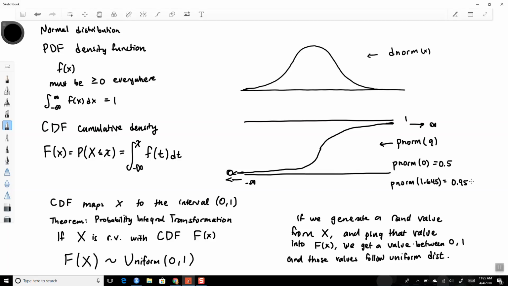95, right? 0.95. That's why, for a 90% confidence interval, because you want the middle 90%, 5% above, 5% below, you get 0.95, right? 1.96, P norm 1.96, what's that? 0.975, right? Okay, so we have this, and this is P norm.